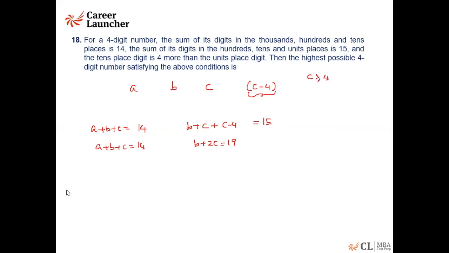So let me start with, suppose I assume C is equal to 4. Then what happens to B? B becomes 11. Not possible. Ridiculous. So can C be 5? If C is 5, B will become 9. And then A would become, sorry, A would become 0. Again, it doesn't make sense.